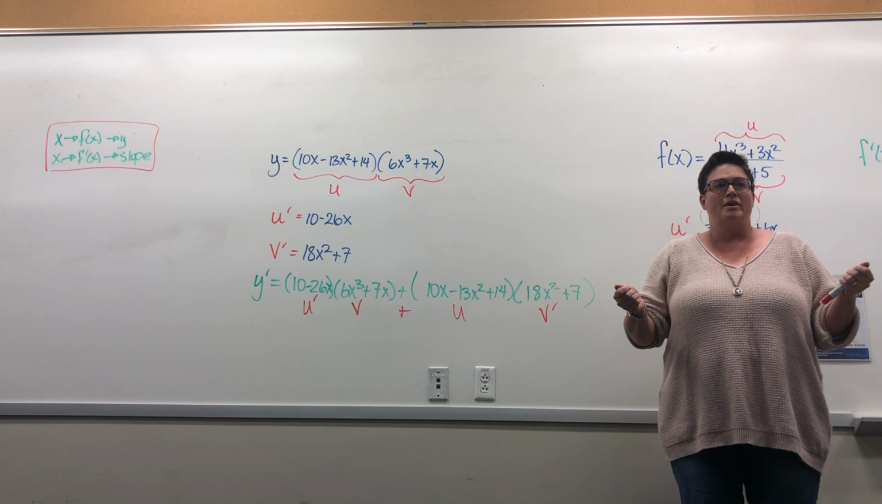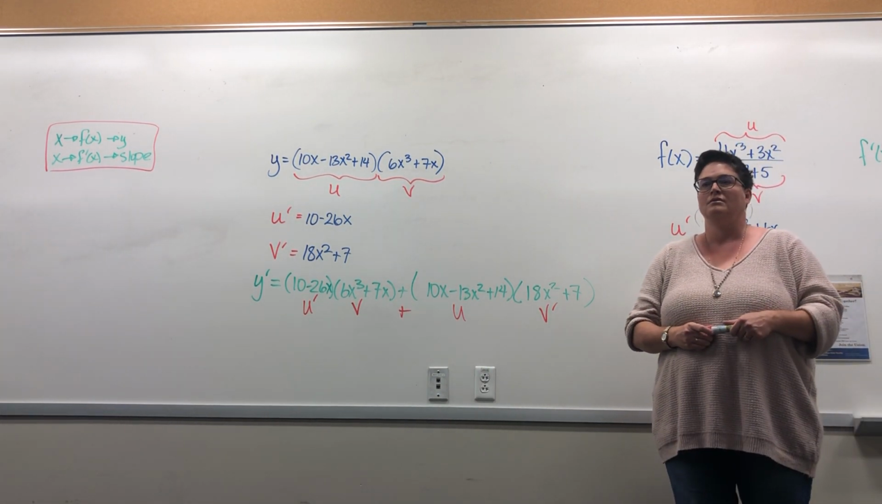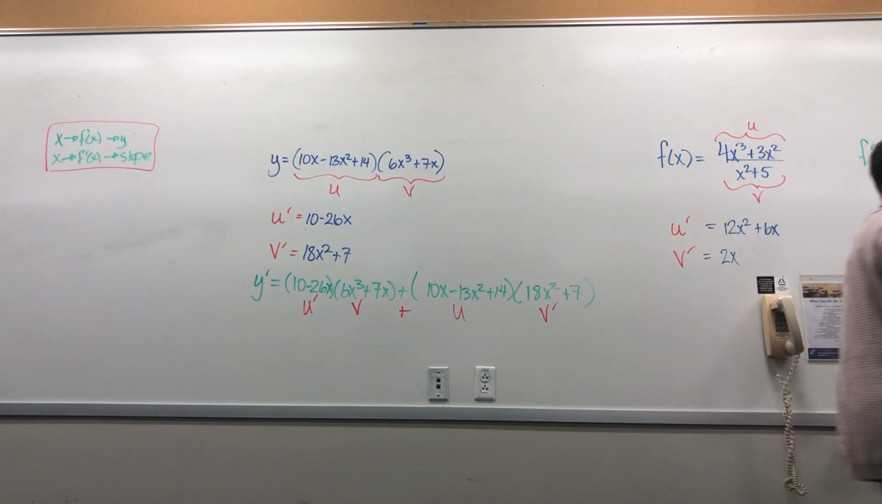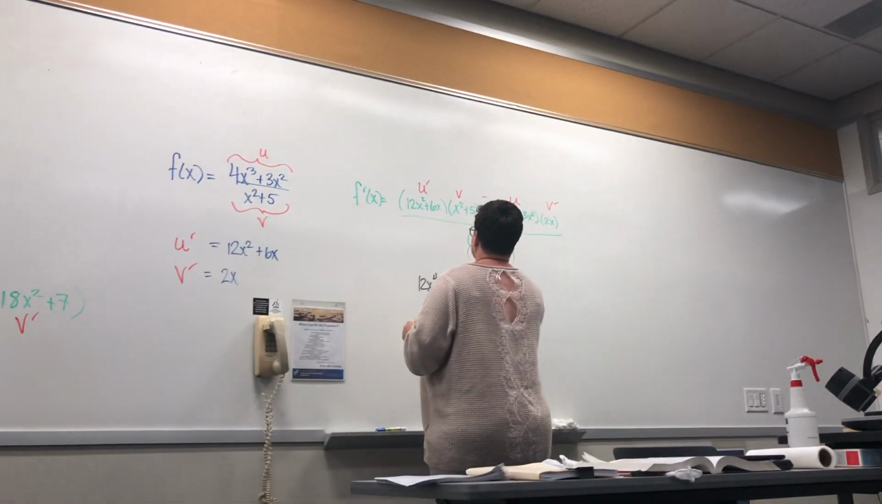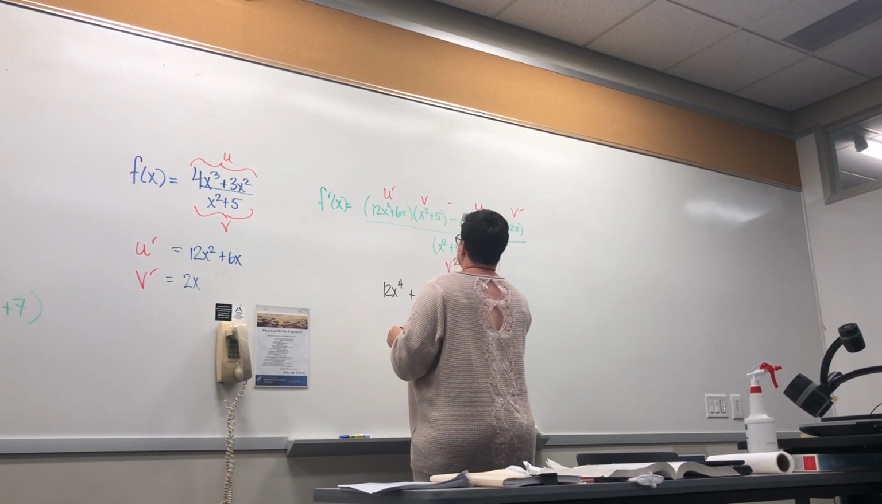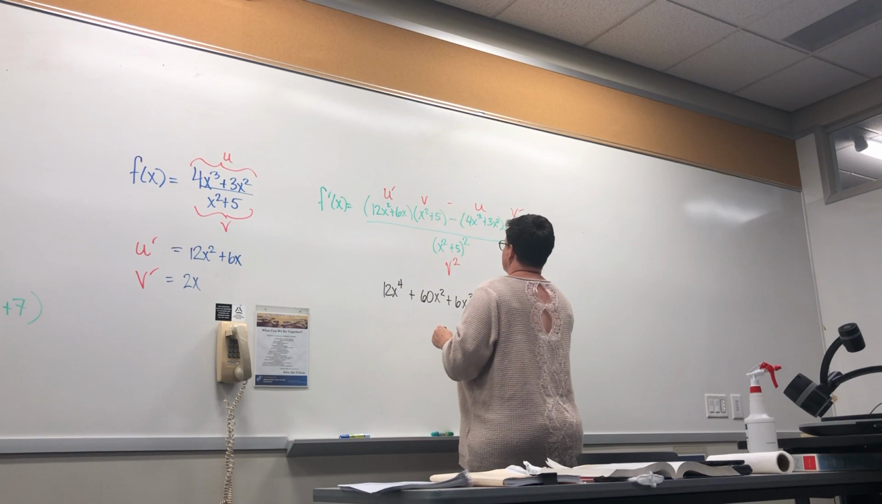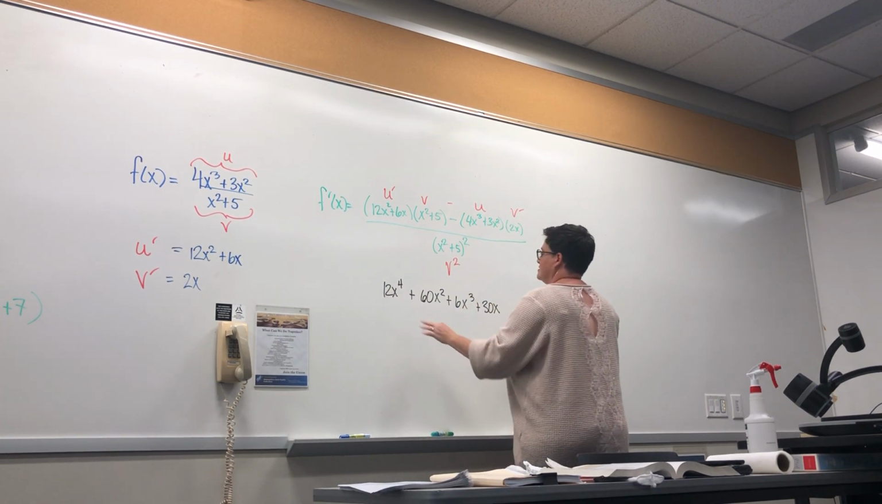Do you want to see why I want you to do that? Why is that easier than just simplifying it? Here's why. I'll show you how hard it is to simplify one of these suckers. Well, I have to FOIL this first. 12x to the 4th plus 60x squared plus 6x cubed plus 30x. So that's that.